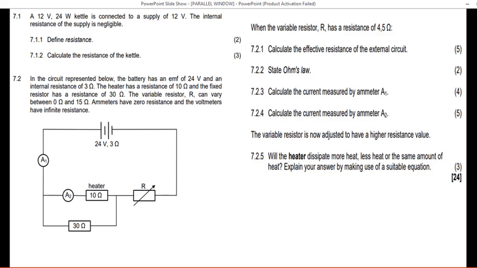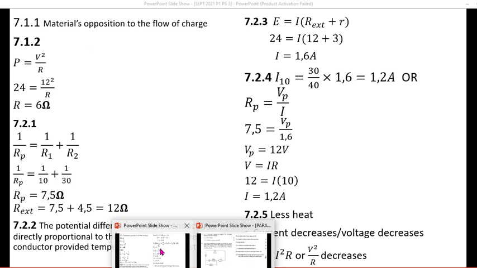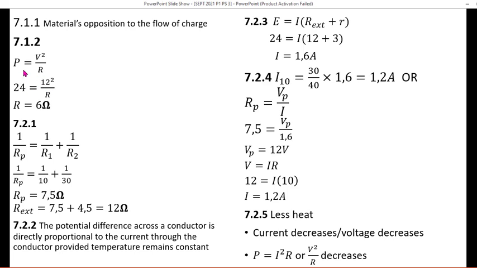So let's check the formula sheet and see which formula will be appropriate. We are given power, and then we have voltage and resistance. We don't have time. Power, voltage, and resistance. This is power, this is voltage, and this is resistance. So this formula will fit what we are about to do, and so we choose it, and we say that power is equal to voltage squared divided by the resistance.